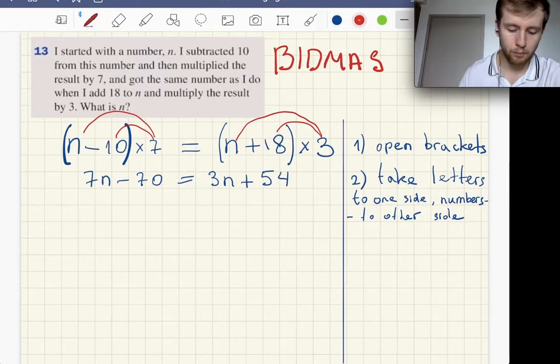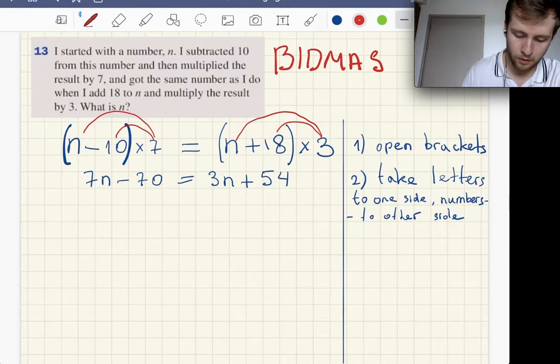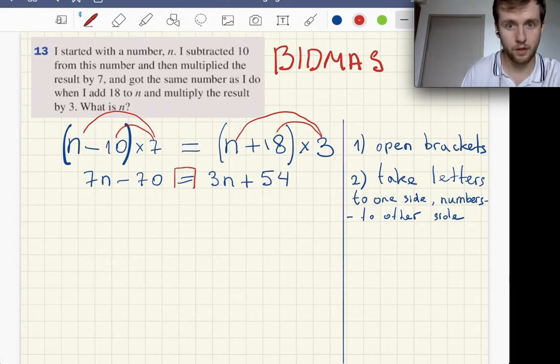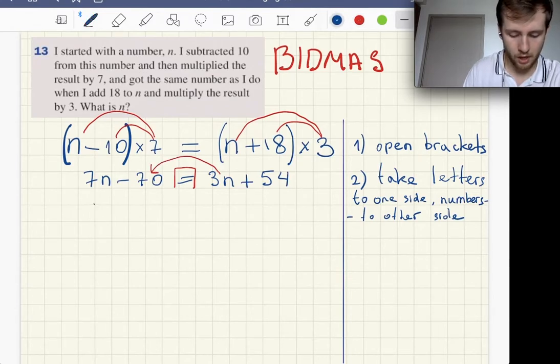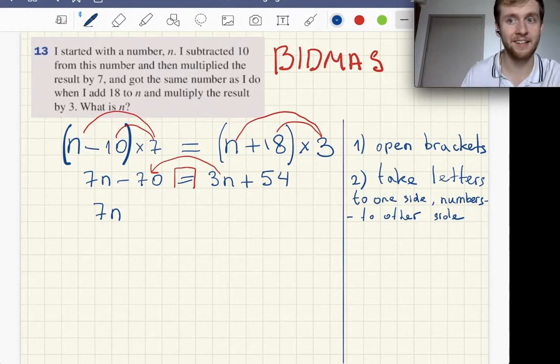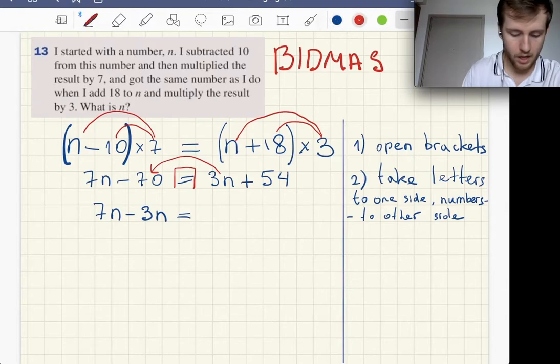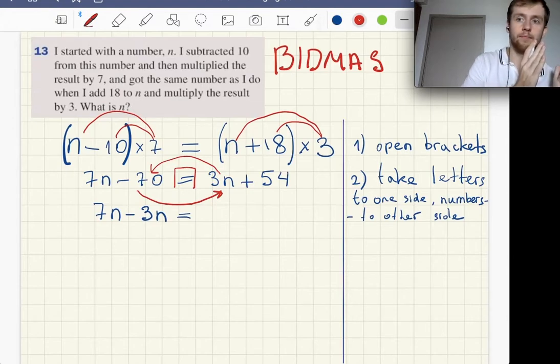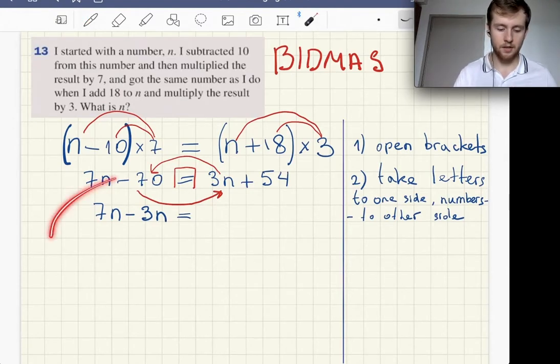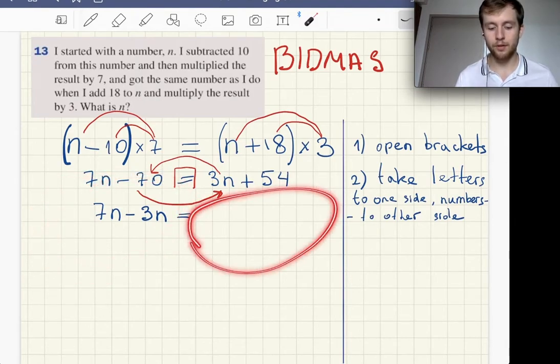Okay, we can move the letter across the equal sign, but something is going to change about it, right? When something jumps across this wall, which is the equal sign, it has to change the sign. So instead of positive 3n, it's going to become a negative 3n. So we're going to get 7n minus 3n like this equals, and then 70 is also going to make a jump. So letters to one side, and numbers to the other side.